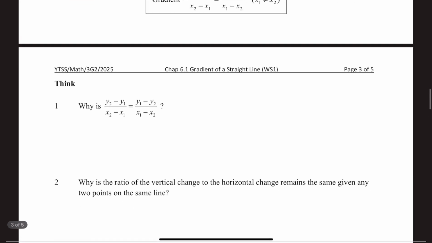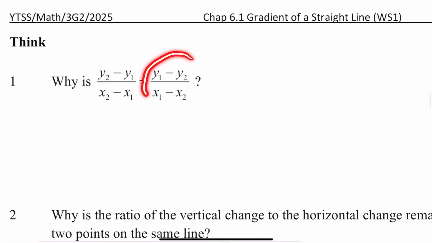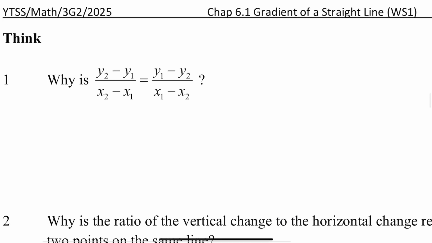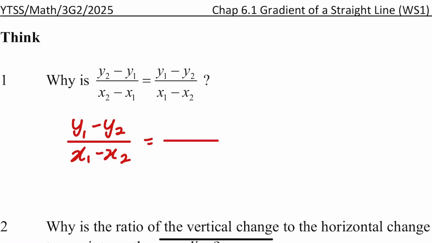Some simple questions over here. Why is y2 minus y1 over x2 minus x1 the same as y1 minus y2 over x1 minus x2? Very simply, if you do simple algebraic manipulation, why are these two the same? Let's say I write y1 minus y2 over x1 minus x2. If I factorize out a negative from both my numerator and denominator, let's look at my numerator first. If I factorize out a negative sign, this will become y2 minus y1.